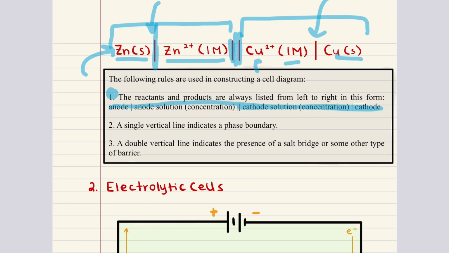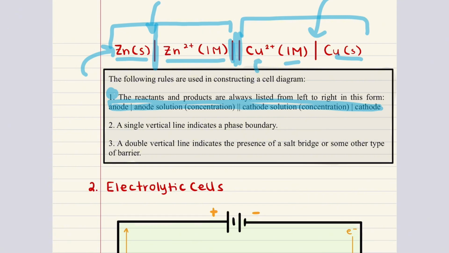All right, this is a very important form. Remember this for cell diagrams. The second rule is keep in mind that a single vertical line indicates a phase boundary, and the third rule is that a double vertical line indicates the presence of a salt bridge or some other type of barrier.